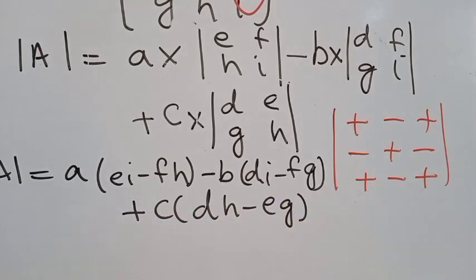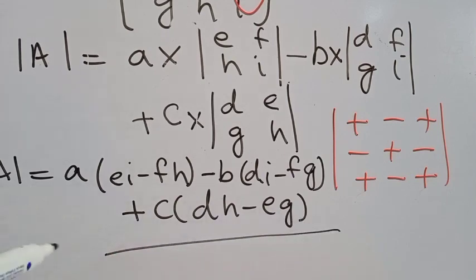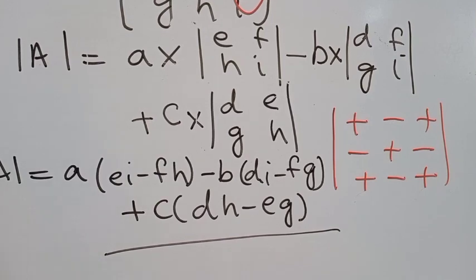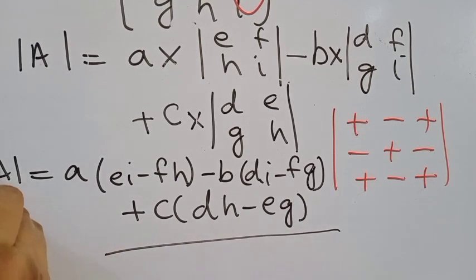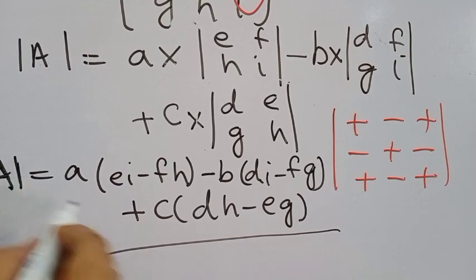This is the formula for the determinant of a 3 cross 3 matrix: first row plus, minus, plus, multiplied with the respective determinants of the remaining matrix. That's how we solve the determinant of a 3 cross 3 matrix.